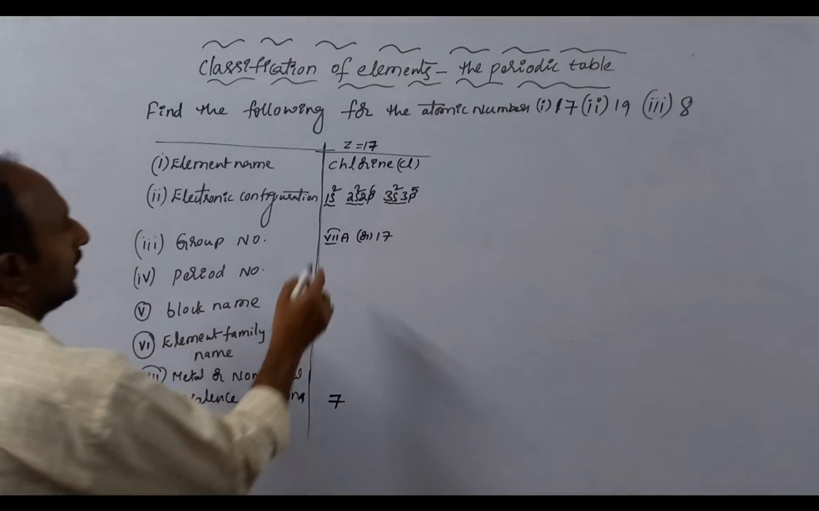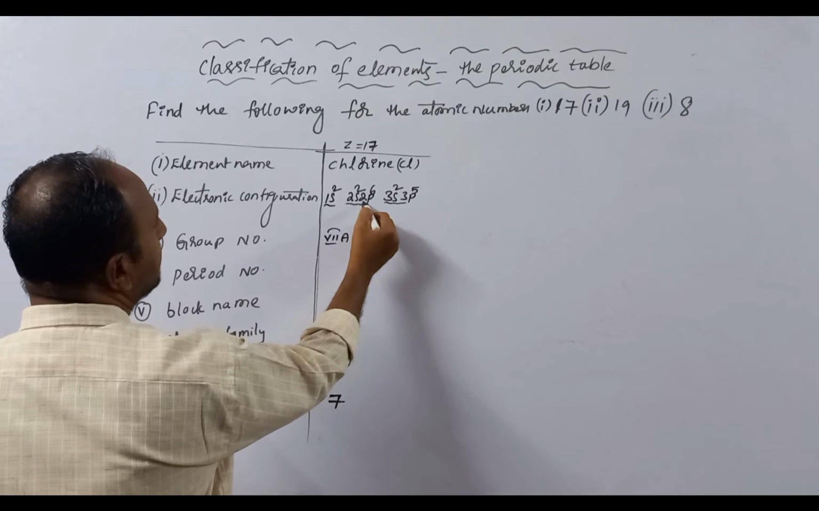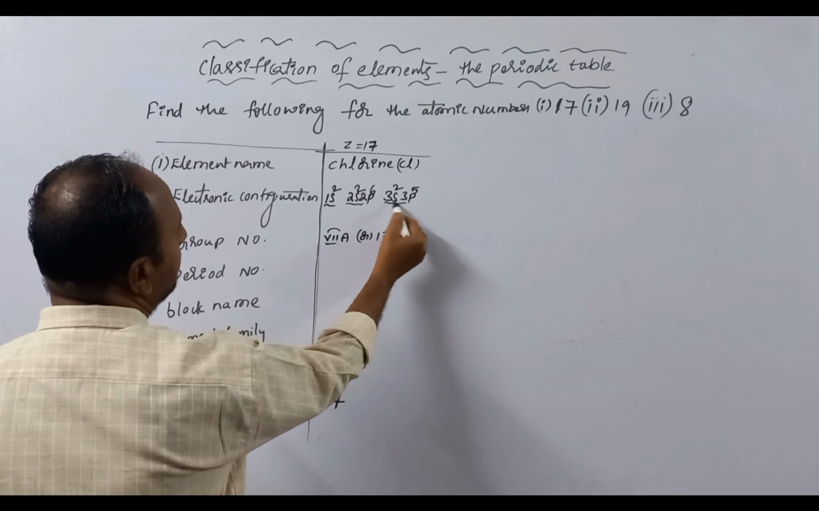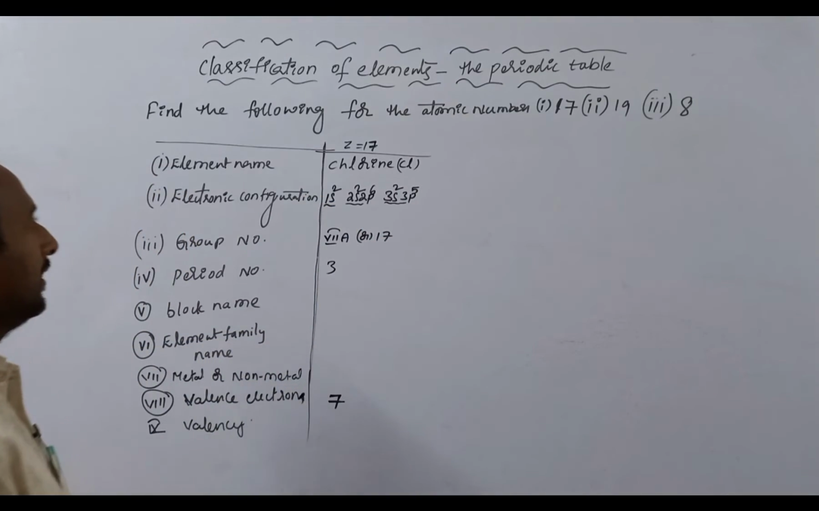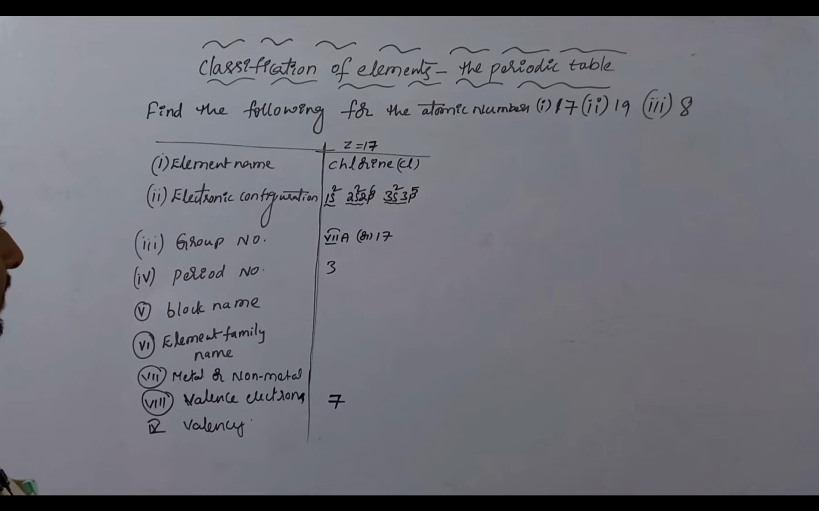Next, it is shell number 1, shell number 2, shell number 3. The maximum shell number, the maximum n value, this 3, is the period number. So the period number for chlorine is 3.